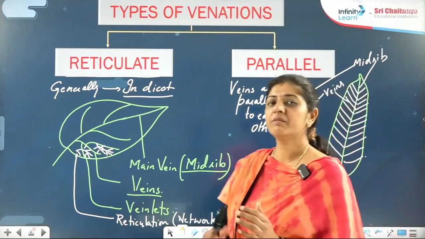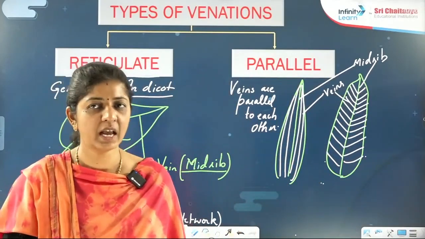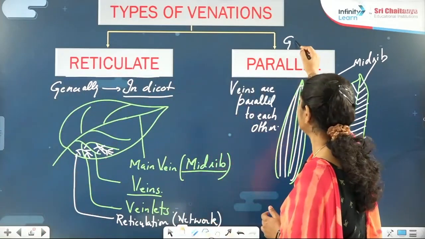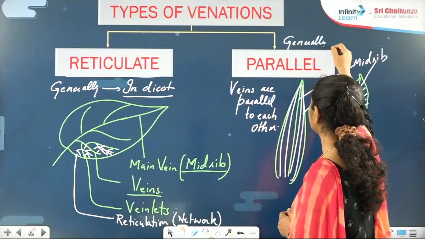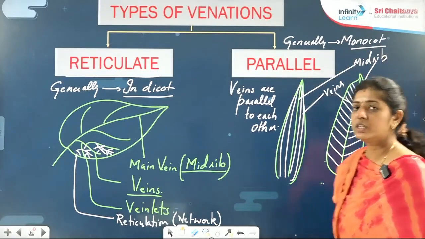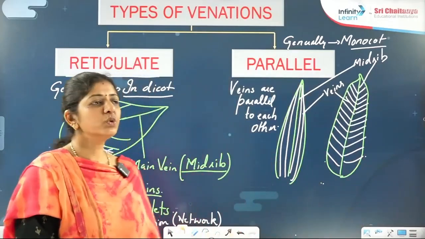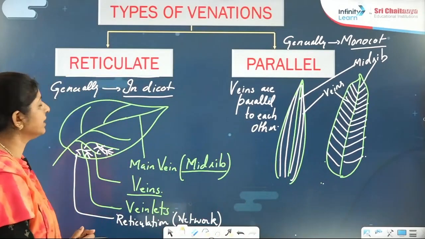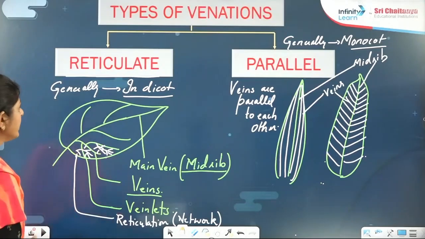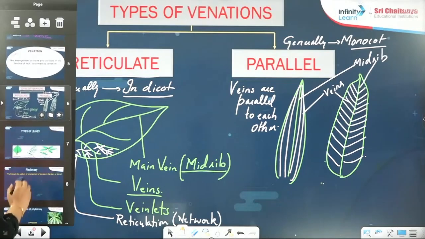So what is parallel venation? Where veins are parallel to each other and the reticulation is absent. And generally it is present in the case of monocots. Please do remember, not in all monocots. Again, exceptions are there. So two types of venations you will find here, reticulate and parallel venations. So one topic we have discussed under the leaf, that is venation.